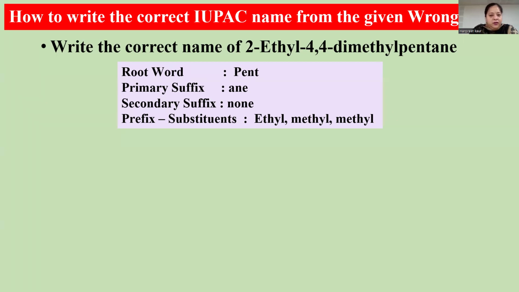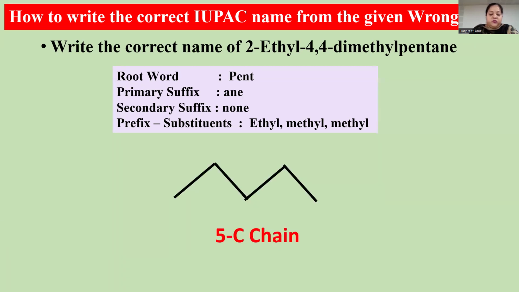Infix cyclo is not there, which means it's going to be a straight chain compound. And the prefixes are 2-ethyl 4,4-dimethyl. That means the substituents present are ethyl, methyl, and another methyl. So we have broken this name into different parts: the root word pent, primary suffix ane, secondary suffix none, and substituents ethyl, methyl, and methyl. So first, what are we to do? Starting again with the root word, for root word pent, we'll take a chain of 5 carbon atoms.